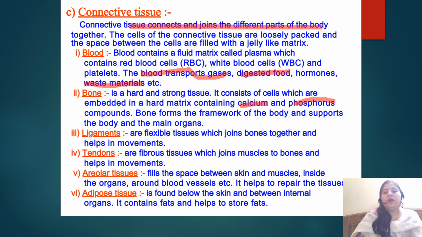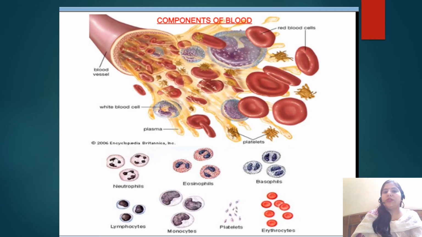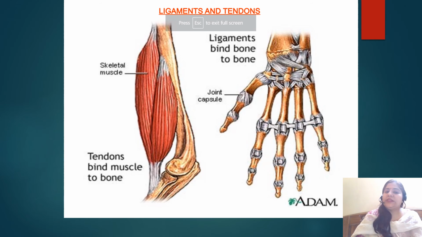Then we have areolar tissue. Areolar tissue is basically the gap filling tissue, and adipose tissue is the fat storing tissue. So this is all about the different types of connective tissue. These are the different components of the blood. In blood also different types of cells are present. WBCs, RBCs, platelets, monocytes, lymphocytes, neutrophils. These monocytes, lymphocytes, neutrophils, the basophils and eosinophils are the types of white blood cell.